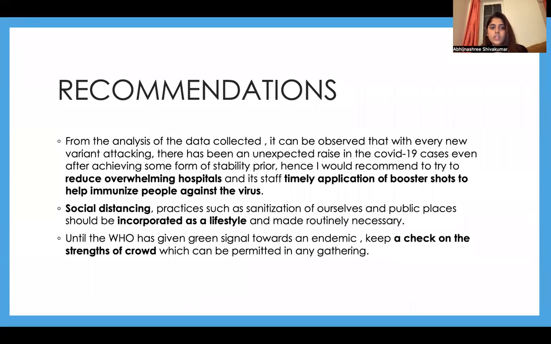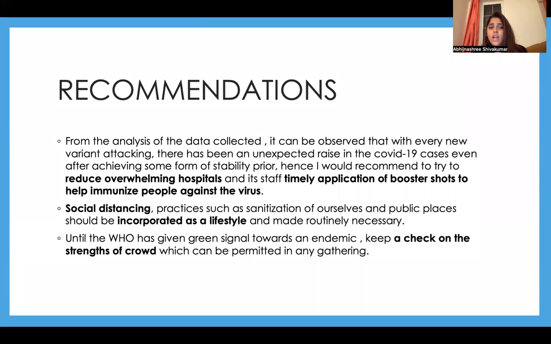Finally, I would like to conclude that from all the data which we have collected, seeing the number of provinces affected, seeing the age group, seeing the total number of vaccinations and everything, and in spite of having taken measures such as isolation, such as limiting the crowd, we can see that every now and then, whenever there has been an unexpected rise in the COVID-19 cases owing to a new variant, it has always overwhelmed the number of hospitalizations and its staff.